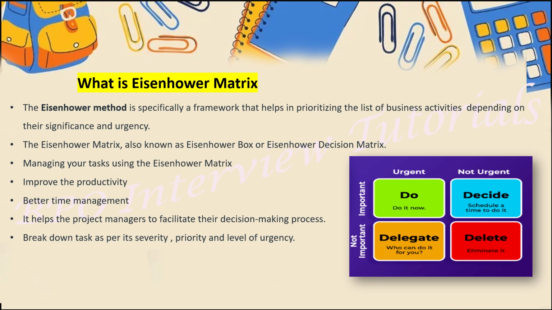We have also seen people using to-do lists and sticky notes to maintain all the tasks, to keep everything in one particular table. But see guys, in this way you can only get the information that these are the tasks you have to complete, but you will not get any information on which are the higher priority and which are the lowest priority. It also helps the project manager to facilitate the decision-making process. Yes, and we can divide the tasks as per severity, priority, and urgency also.